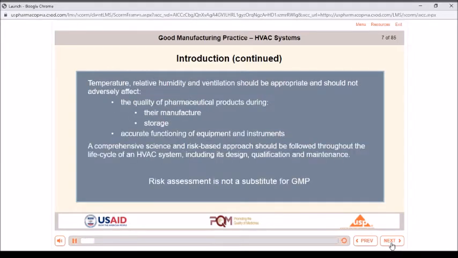Introduction continued. Temperature, relative humidity, and ventilation should be appropriate and should not adversely affect the quality of pharmaceutical products during their manufacture or storage, or the accurate functioning of equipment and instruments. A comprehensive science and risk-based approach should be followed throughout the life cycle of an HVAC system, including its design, qualification, and maintenance.